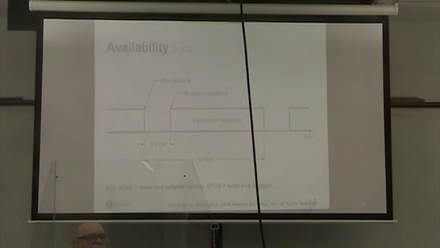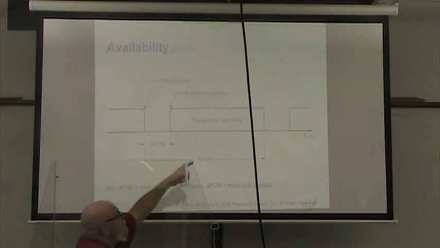That slide makes me want to have reliability class here, where we spend a lot of time working on how do you calculate mean time between failures and mean time to failure and all kinds of exciting stuff like that. So availability means that as we're going along, we get to a point where the machine has a breakdown. Maybe it's a bad tool. Maybe the machine actually has some kind of breakdown where part of the machine is broken and has to be fixed. Then we have a time that it takes to repair that. Then we have the equipment operating again.